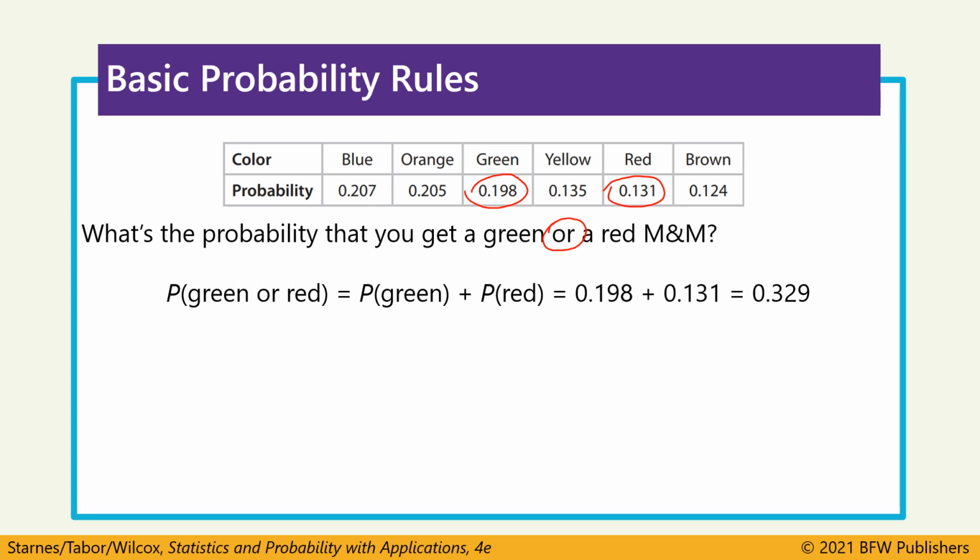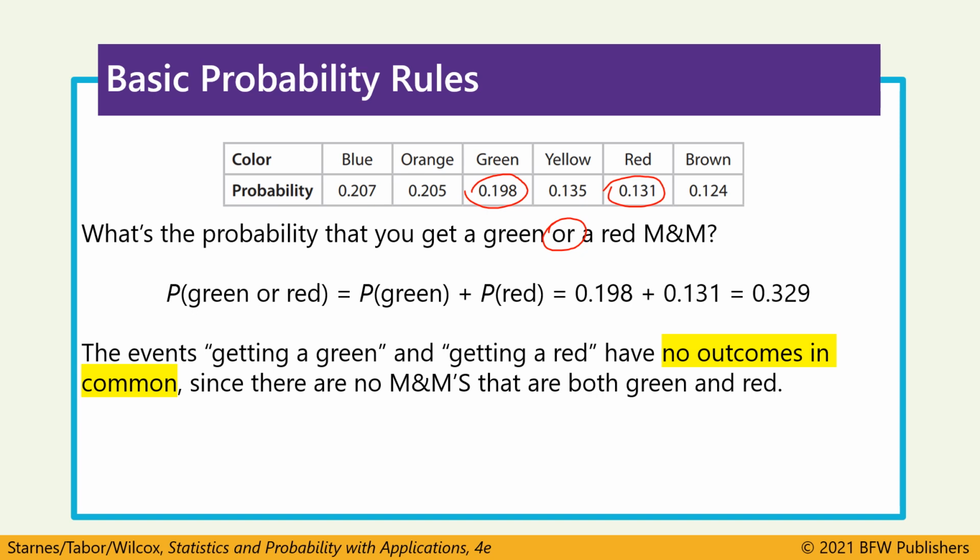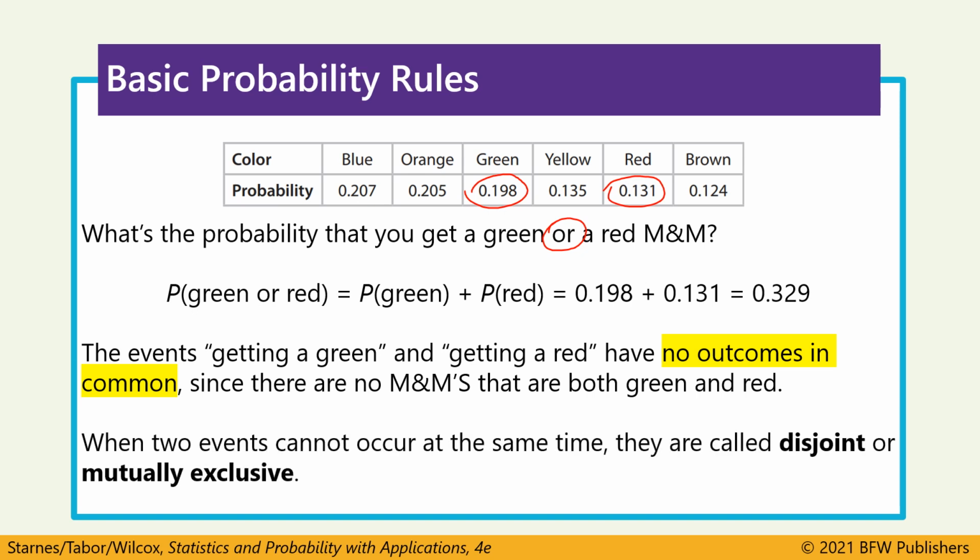Now we can only do it this way because these outcomes are called mutually exclusive, or disjoint. That means they don't have any outcomes in common. If we pick a single M&M, it can be green or it could be red or some other color, but it's not possible to pick an M&M that's both green and red. All right, so again, that's called disjoint or mutually exclusive. There's no overlap if we were to make a Venn diagram of green and red. They don't overlap at all.